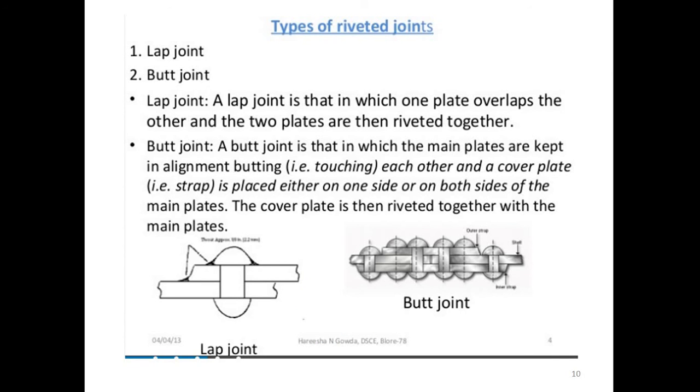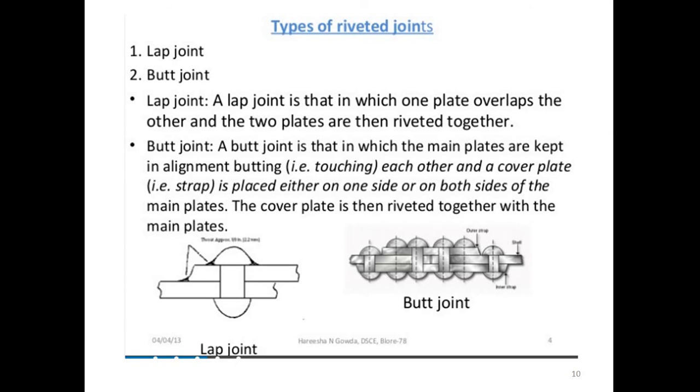There are two main types of rivet joints, and they are lap joint and butt joint. Figure 1 shows the lap joint, figure 2 shows the butt joint. First, the lap joint. A lap joint is one in which one plate overlaps the other and the two plates are then riveted together. Here, one plate is overlapped with the other as shown in the figure, and to join the two plates, a rivet is used.